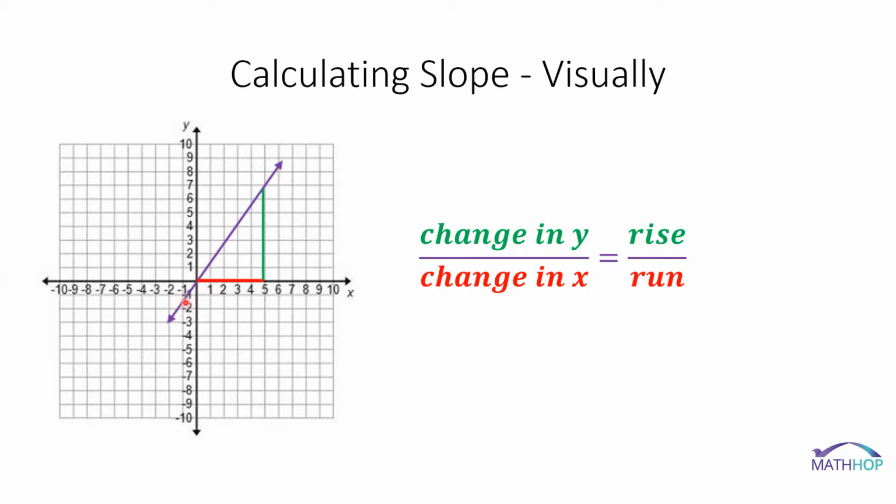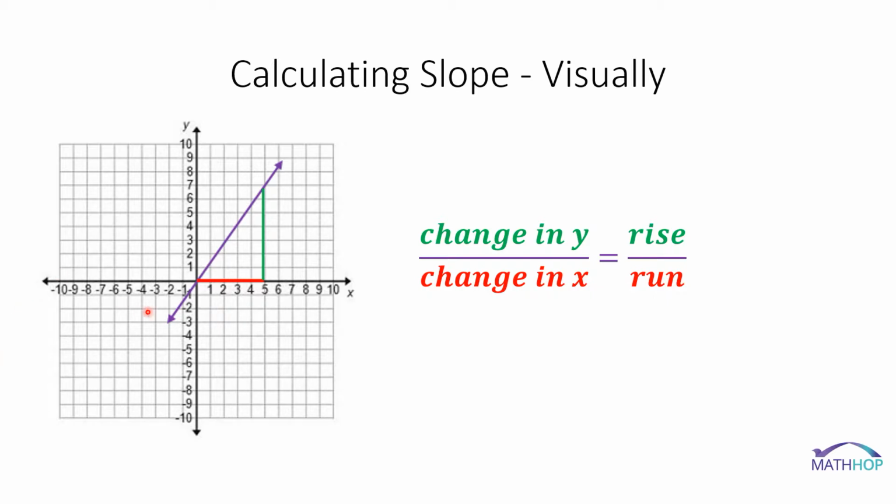We have 2 points here that we're going to use for this. We have 0, 0, the origin, and we have 5, 7. So if we want to calculate the slope of this line, we can use any 2 points. We're going to use 0, 0, and 5, 7. So for our change in y, how much y is changing? What is the rise in this graph?